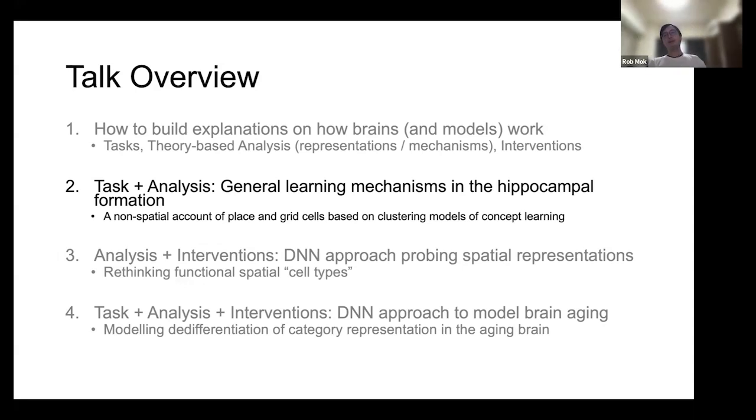Now I'll go into a few of the research projects. First I'll talk about a project called a non-spatial account of place cells and bit cells based on a clustering model and concept learning. This is a simpler model. It's not an image-computable model, but I think it's the start of how we use task and analysis to understand computation in the brain.